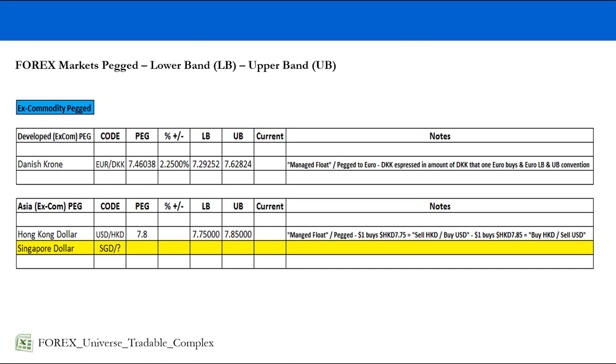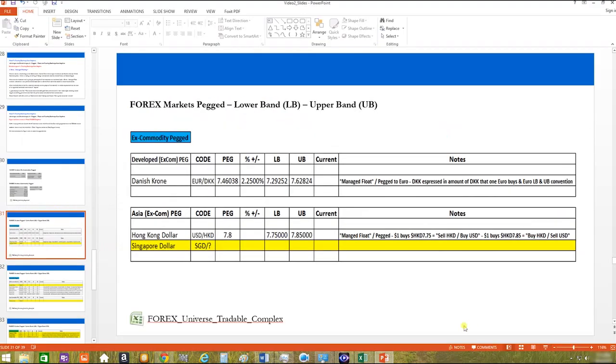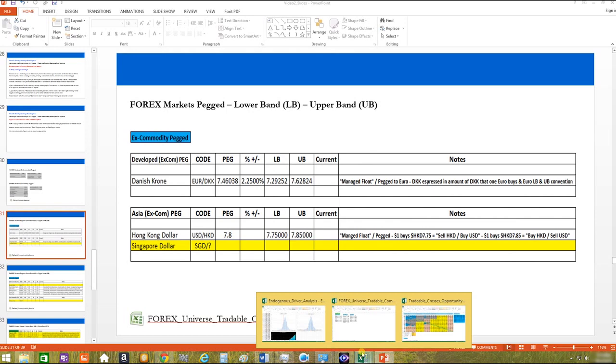And what we've done for you in the download section of video number 2, there is another spreadsheet entitled FOREX Universe Tradable Complex. And in the first couple of sheets within the spreadsheet file, you're going to see tables which relate to pegged regimes. So let's go in there and open this up now.